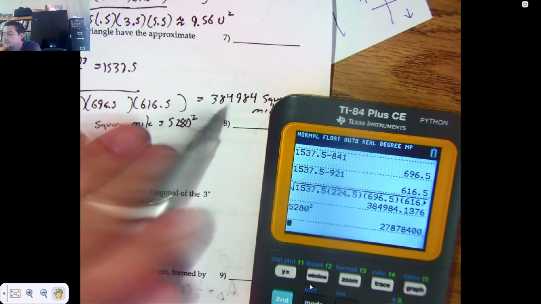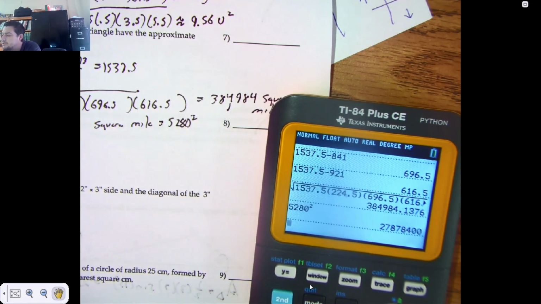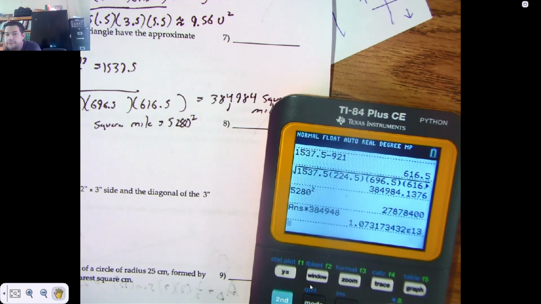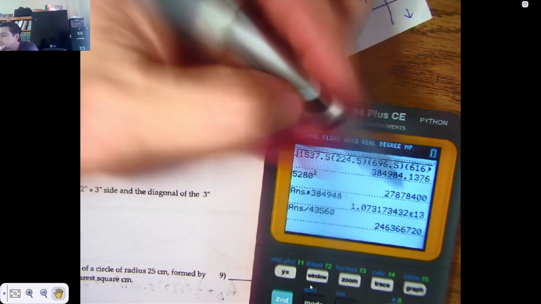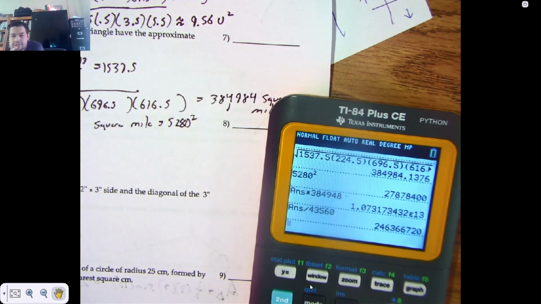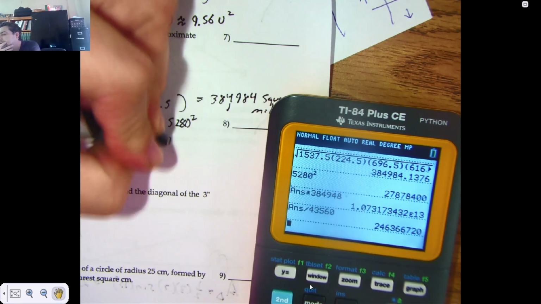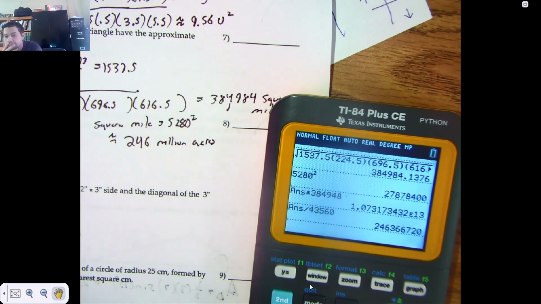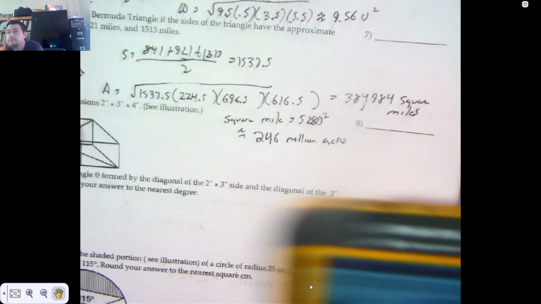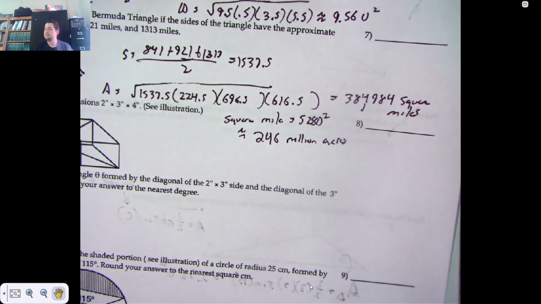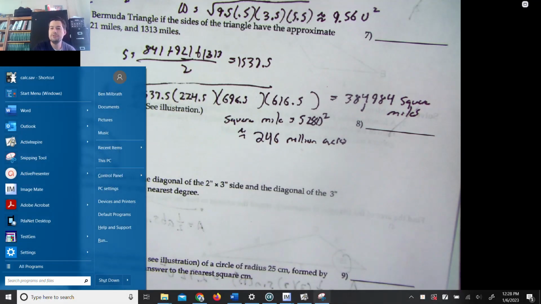Now, we had 384,984 square miles. So times 384,984. That is the square footage of the Bermuda Triangle. Divided by 43,560, and this will be the acreage, which more people can understand. That's a lot of acres. Look at that. 246 million and some change acres. So roughly 246 million acres. A lot. All right, so I'm down to 2 to go, which I'll do the next chance I get before I leave.